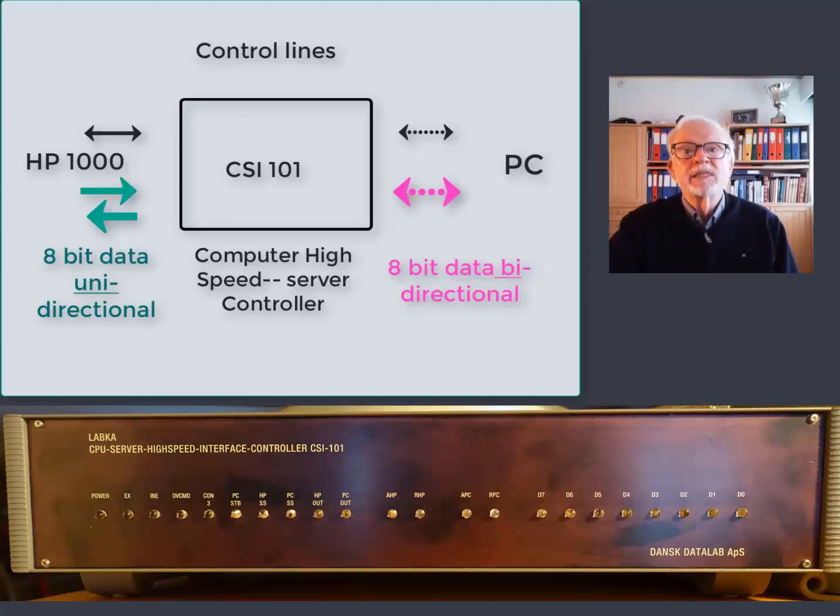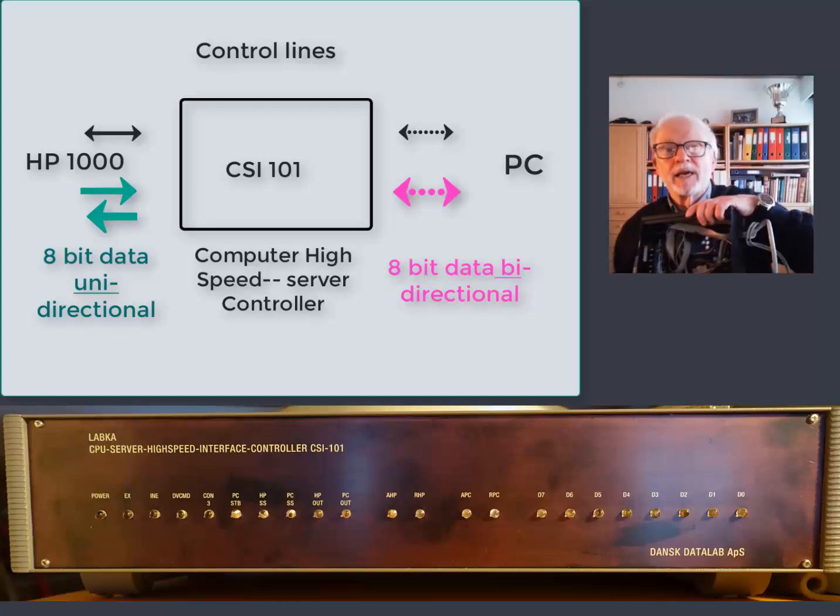Electrically speaking, data transfer takes place via so-called CDL drivers and twisted lines. That is, the cable length from the CSI to the PS2 and the HP1000 must be only approximately 1 meter. I will do a little demo, so let's go to the HP1000 and make a little demo.